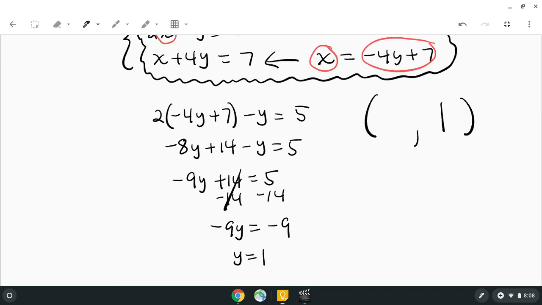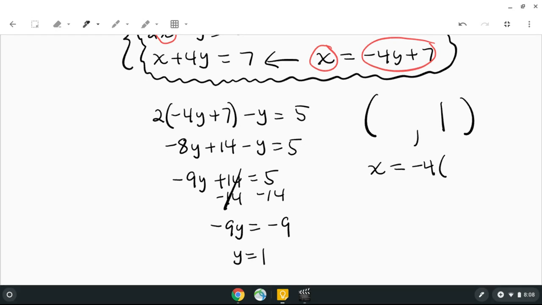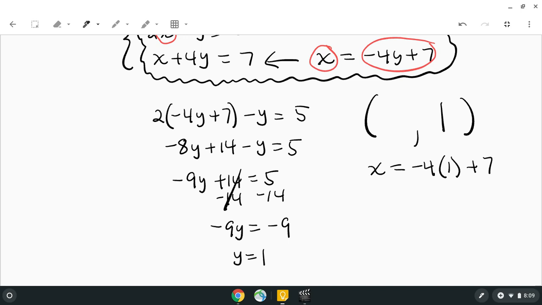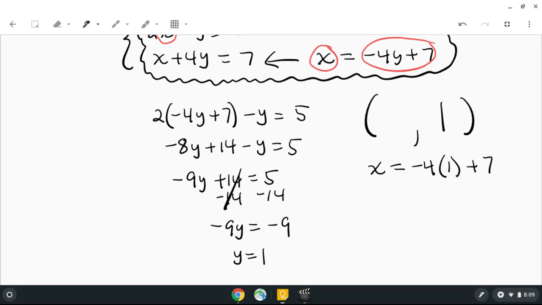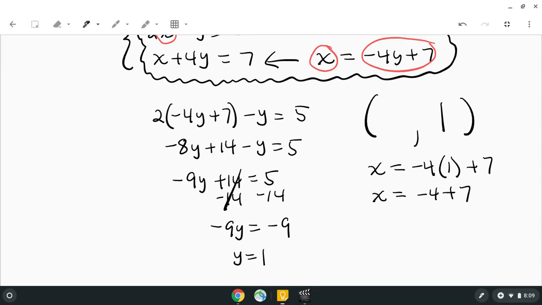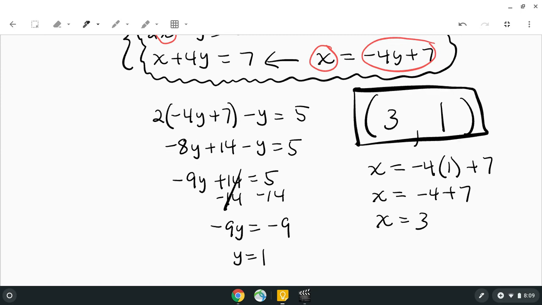All right, so I'm going to use the one with the red circles since it already has the x by itself. So x equals -4 times y, and we know that y is 1 because we just solved for it, plus 7. Working this out, x equals -4 plus 7, so x equals 3. So that would be our answer right here, 3, 1.